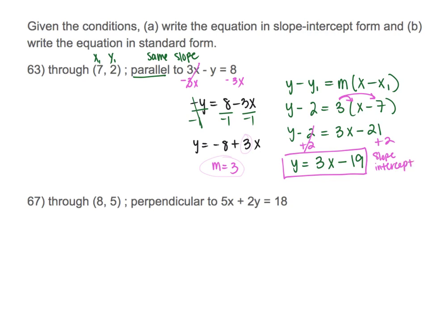So now I need to write it in standard form, but like we did before, we're just going to move that x over. So this is a positive 3x, so I have to subtract it to the other side, which makes it y minus 3x equals negative 19. And so now it's in standard form. And there we go. So we have the 2 answers now written here.